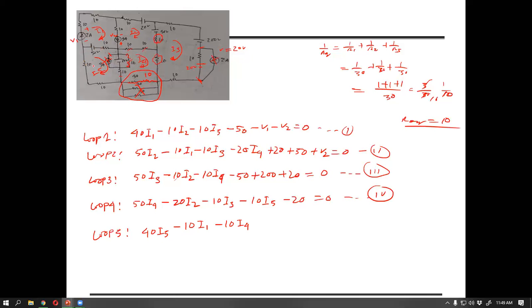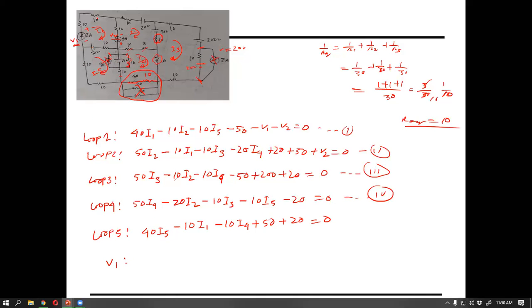Plus 50, plus 50. Another this voltage plus 20, plus 2 minus, so another plus 20. Yes, sir. Okay, all loop is finished now. This now, this is the voltage V1 and V2. Okay, so now V1.